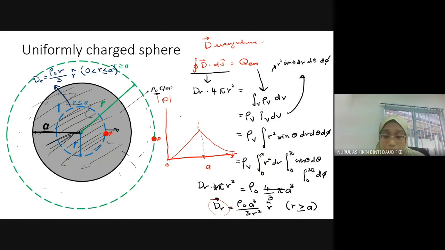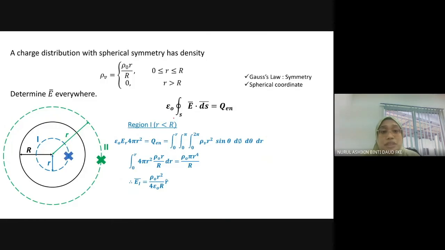So if the question asks you to draw or sketch the electric field density distribution, this is how the distribution will look like. I hope this is very clear for you. And from here, this is from the last tutorial question, where some of you asked about the range of this. Whether it is supposed to be written like this, or like this. It is up to you actually.